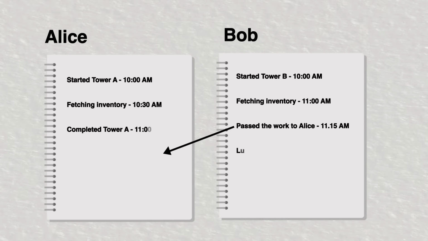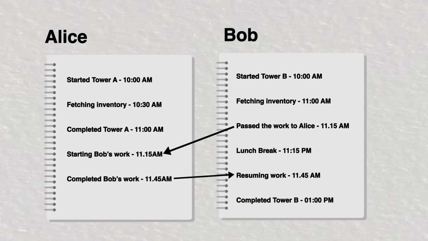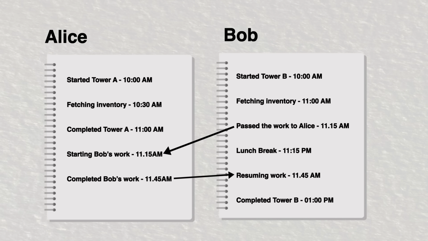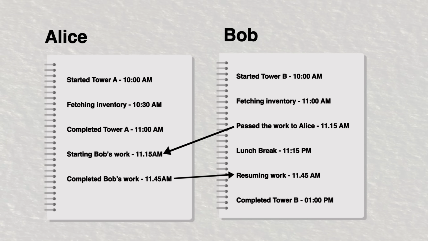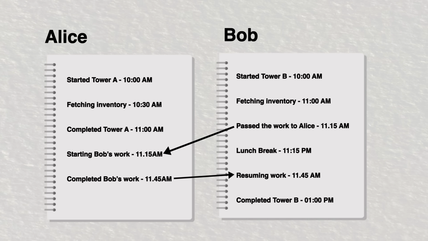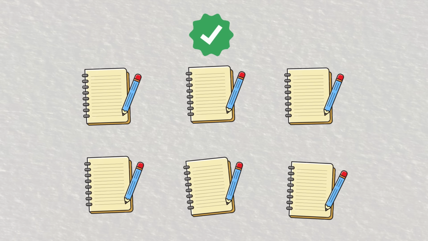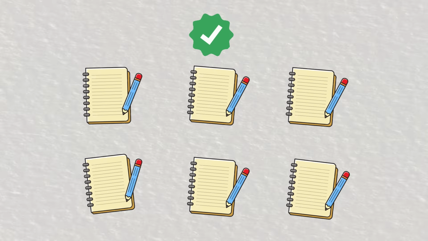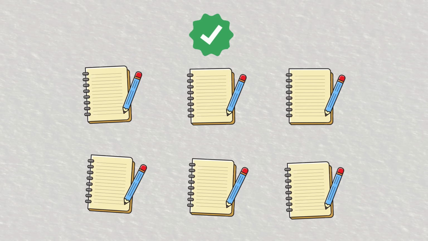If we have a look at these logs, we would see that Bob passes the work to Alice at 11:15 am. Alice completes the job and passes it back to Bob at 11:45. Thus, by combining the logs of both these participants, we were able to understand the exact activity flow. While working in a large project, combining the activity of all participants enables us to understand the exact flow.